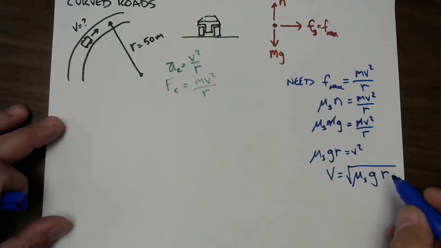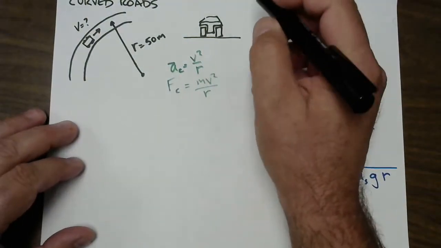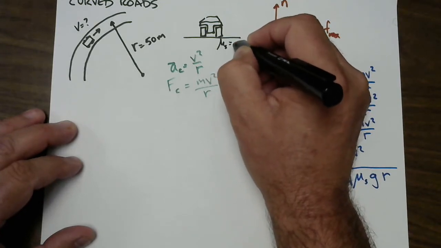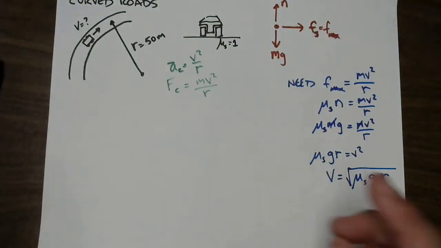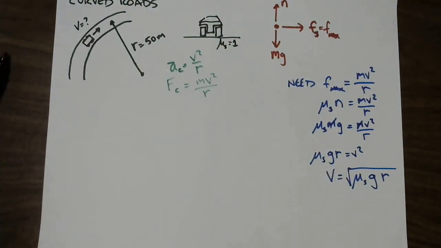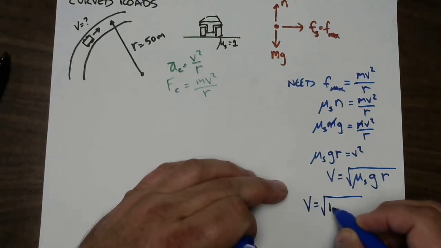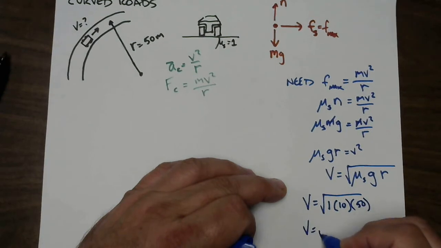Now, one thing I didn't tell you is what mu was, and let's come up with just an average value for rubber tires on a concrete road. Let's say that mu s equals 1. I know I said that it's a little more than 1, but I'm just going with the low end estimate. So the velocity you can carry in this corner is going to be the square root of 1 times 10 times 50, or the square root of 50.